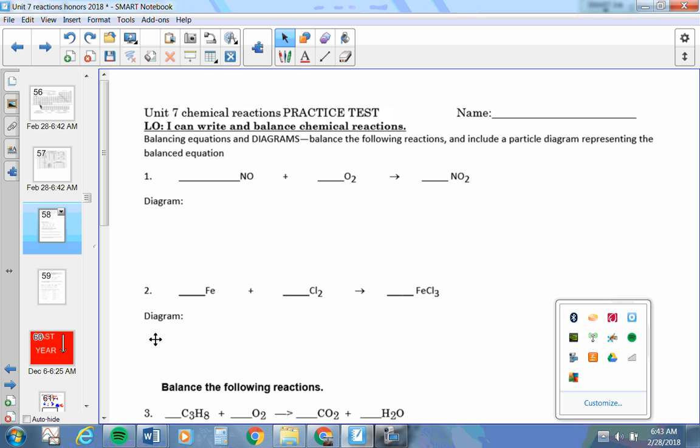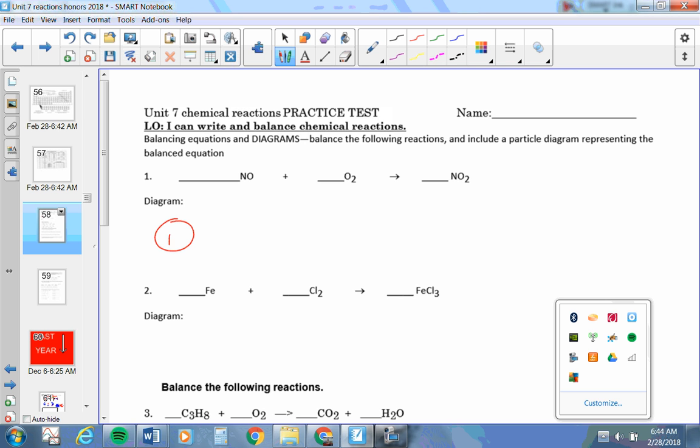It really doesn't matter which order you draw your diagram. You could balance this your usual way and then draw diagrams, or you could draw diagrams and then balance it some other way. But it does need a diagram. Underneath there, it isn't just going to be counted things. It should have particle diagrams, little circles representing them. So I'm going to just start balancing it using a diagram.